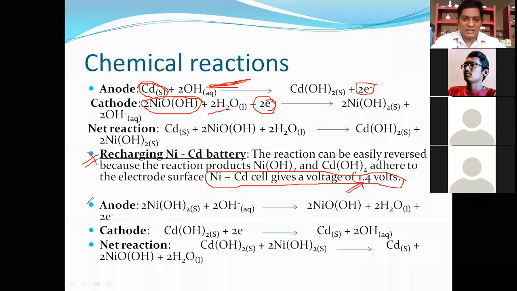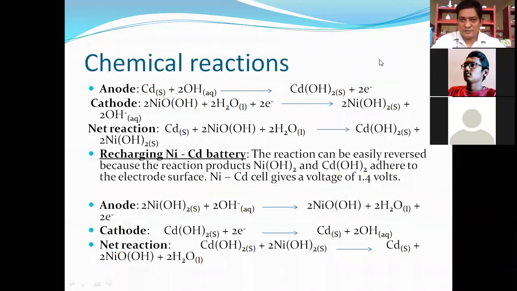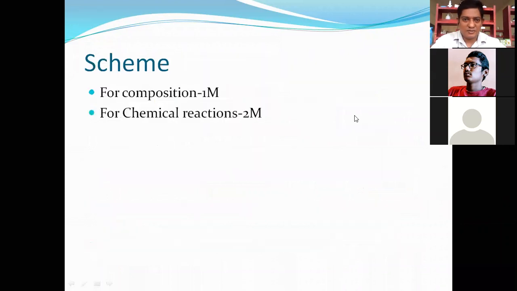See this: the anodic reaction, the cathodic reaction, and the net reaction. In the net reaction, nickel oxyhydroxide is reduced at the cathode. The cadmium rod is oxidized, and nickel oxyhydroxide is reduced. Simple one. Don't be confused here.